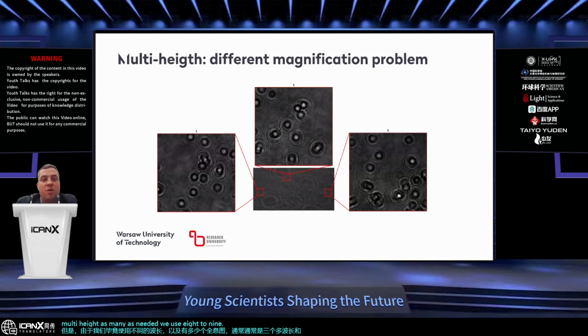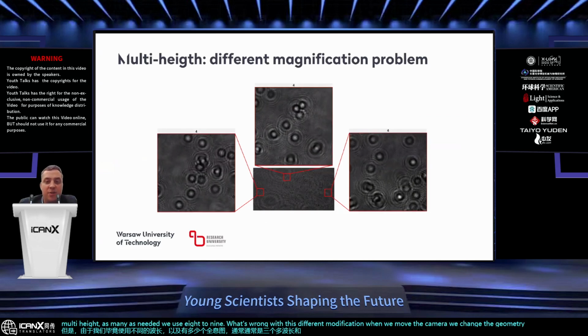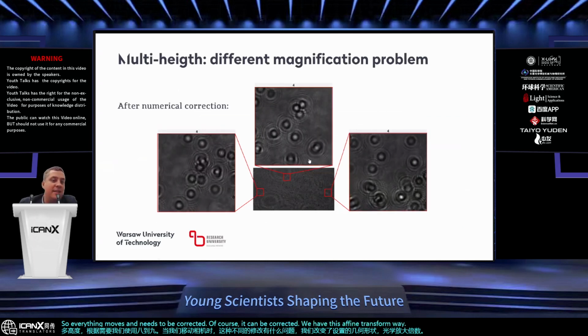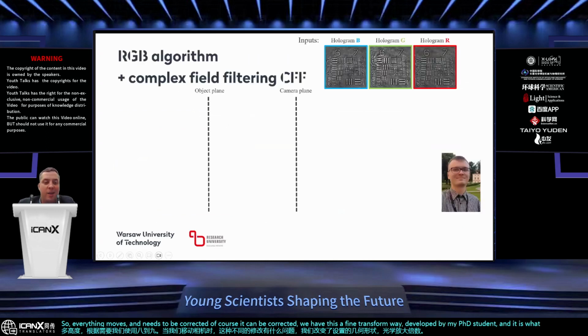What's wrong with this different magnification? When we move the camera, we change the geometry, the optical magnification of the setup. So everything moves and needs to be corrected. Of course, it can be corrected. We have this affine transform way developed by my PhD student, Mikołaj Rogalski, and it is working really nicely. But let us focus for now on wavelength multiplexing.